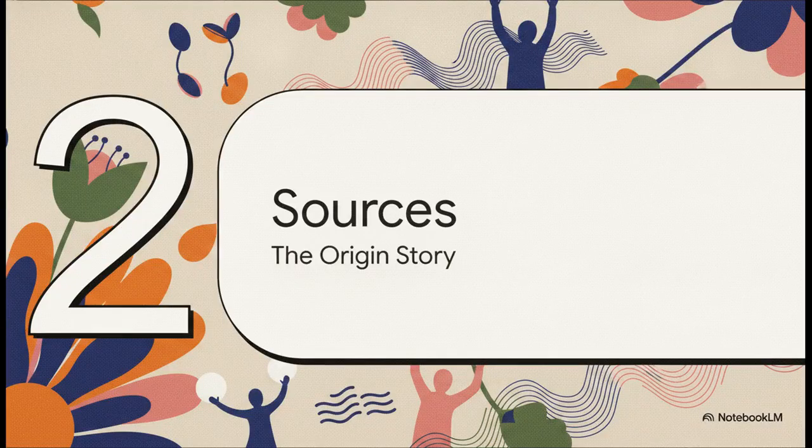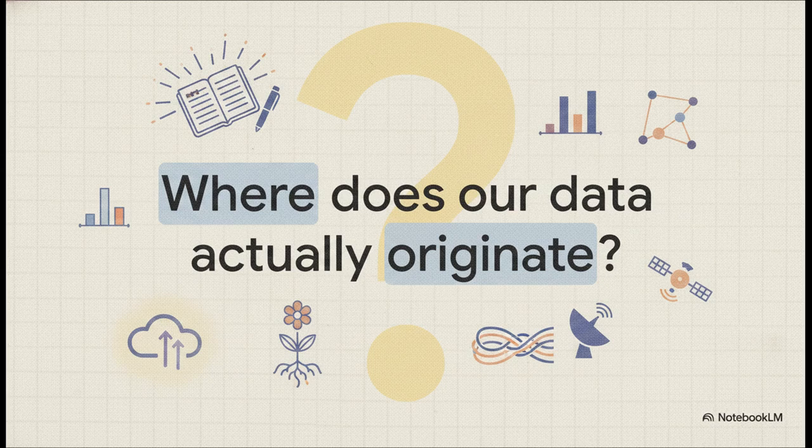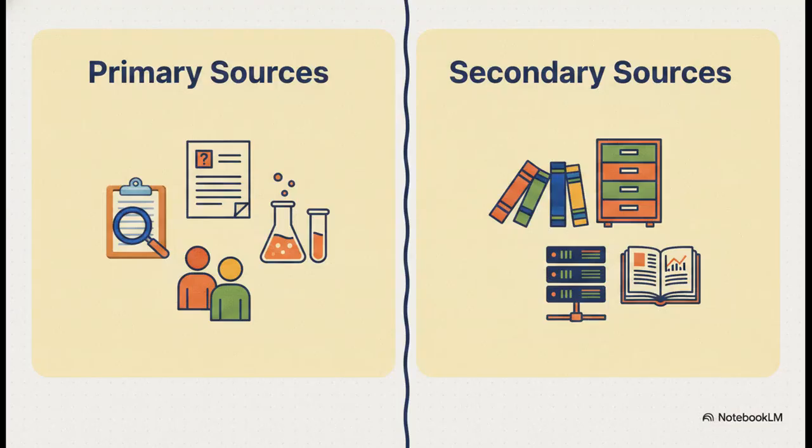Moving on to part two, sources, the origin story. So, before we can even begin to organize anything, we have to ask the most fundamental question imaginable. Where does this information actually originate? Every single piece of data you interact with has a birthplace, an origin story, if you will. And identifying that origin, well, that's step one in establishing any kind of trust. Here we're looking at a pretty sharp contrast between gathering fresh, first-hand information versus tapping into existing compiled records.